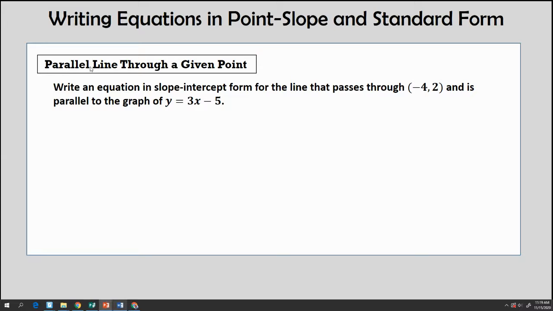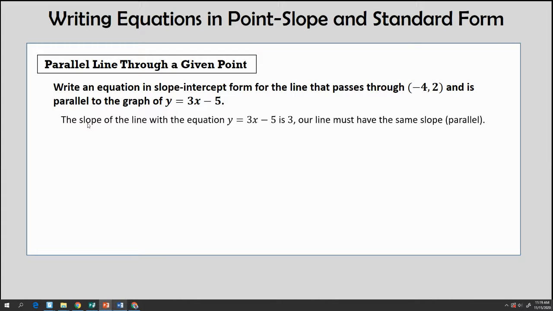Okay, so it's saying write a parallel line through a given point. So let's look at the instructions here. It says write an equation in slope intercept form. You're going to have to read this carefully because they're going to want different forms. So slope intercept is y equals mx plus b for a line that passes through the point -4, 2 and is parallel to the graph of the line y equals 3x minus 5.